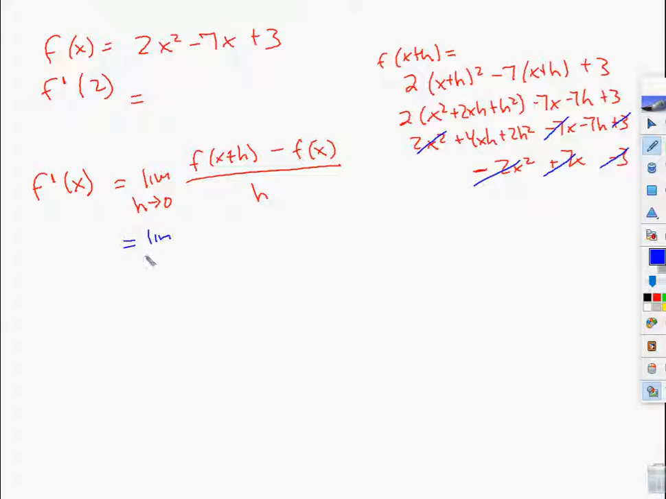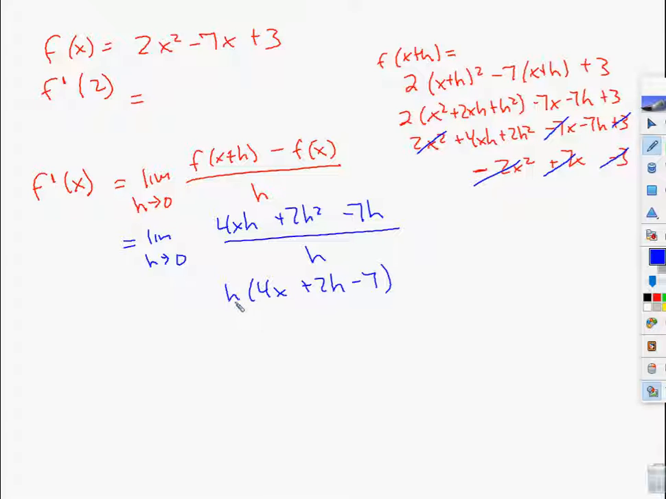So I get the limit as h approaches 0 of 4xh plus 2h squared minus 7h. And what are we hoping that we can cancel? The h's. And so we can factor out an h. That's an h all over h. And I'm taking the limit. You can't drop this limit thing. The h's cancel. And now to evaluate this limit, we can go ahead and replace h with 0.